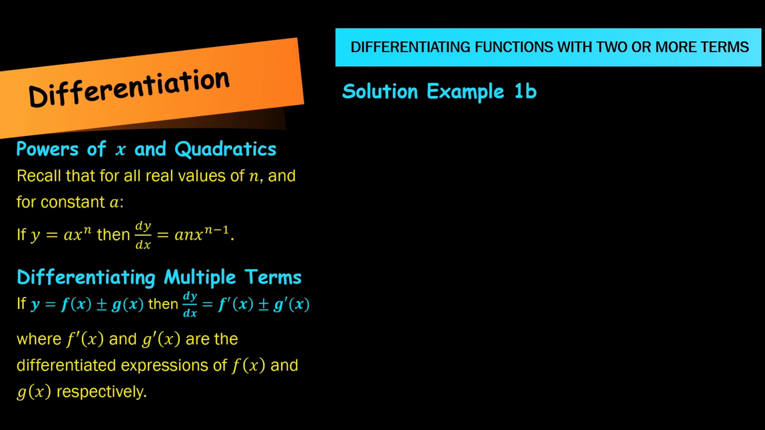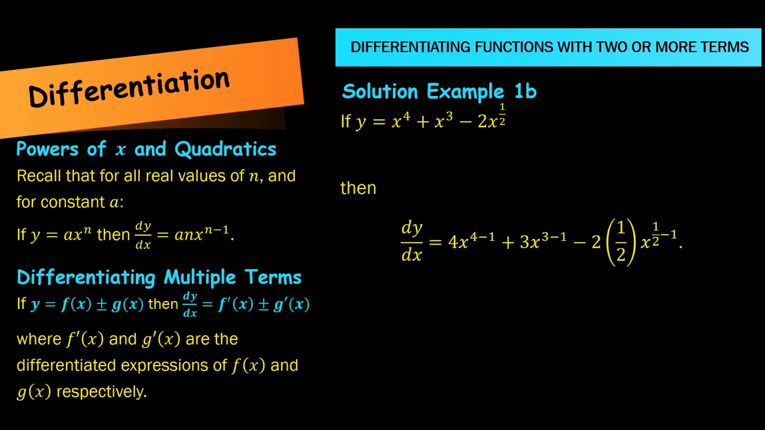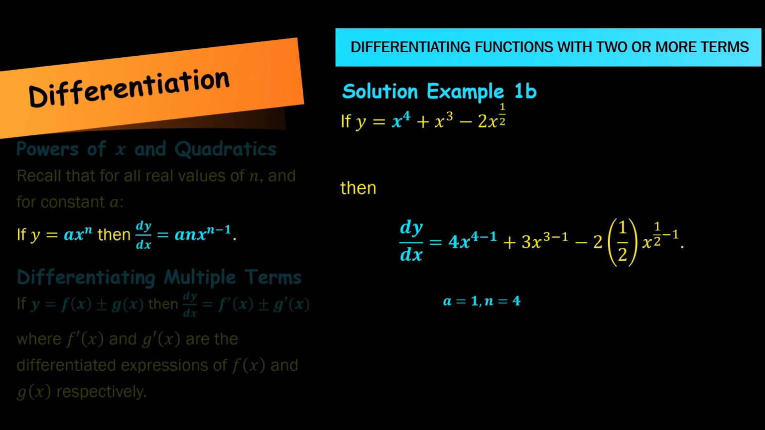Now let's solve example 1b. We are required to differentiate the expression shown on your screen. If y equals x to the 4 plus x cubed minus 2x to the power a half, then we have dy dx equals the expression that you can see now. So let's break this down term by term. For the term x to the power 4, we have that a equals 1 and n equals 4, and this gives us the resulting dy dx for this term.